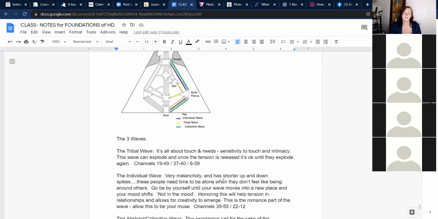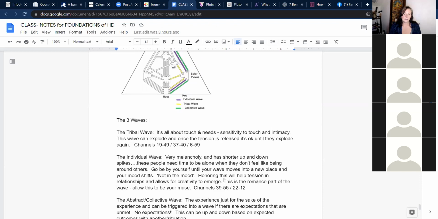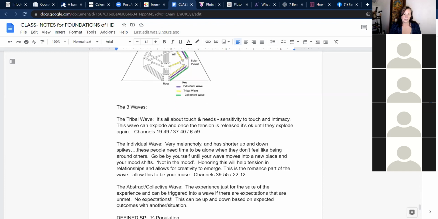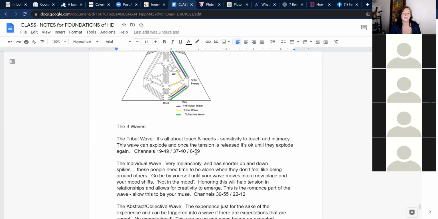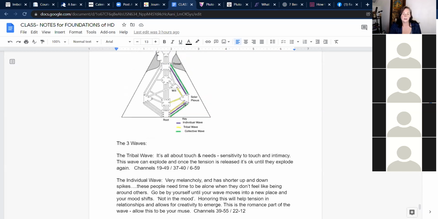So the third type of wave is the abstract or collective wave. And that's the green right here. It's the outside ones. It's the 35, 36. I can't even read that one actually. 41. I can't even see it right now. It slipped my mind. But anyway, I have the 36, and I have a lot of people in my life that have the 35.